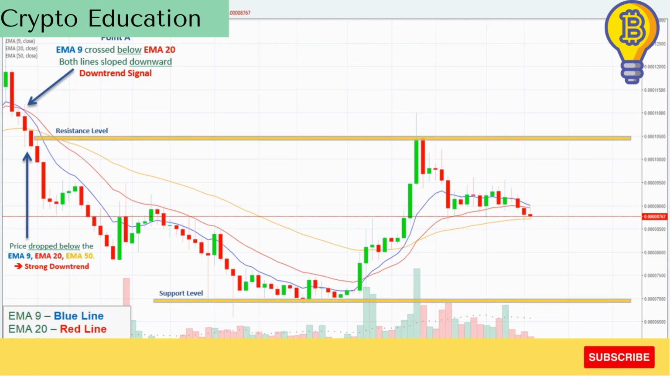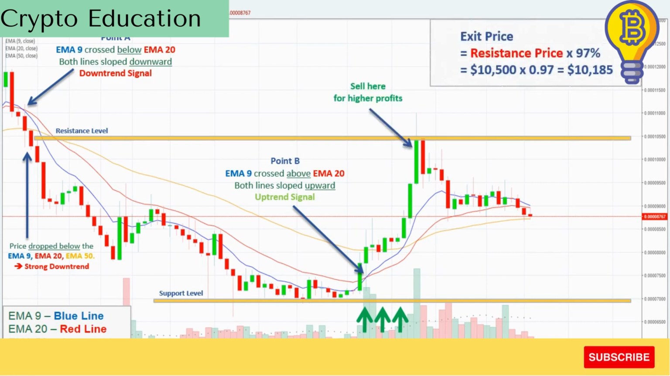So we could easily predict that when the price fell to the 7,000 mark, it would likely go back up again. As you can see, the trend reversed when the blue line crossed above the red line at point B. And because there was a resistance at 10,500 Satoshi, what I would do in this case is to sell my coins at around 10,200 Satoshi, or 3% below that resistance level.